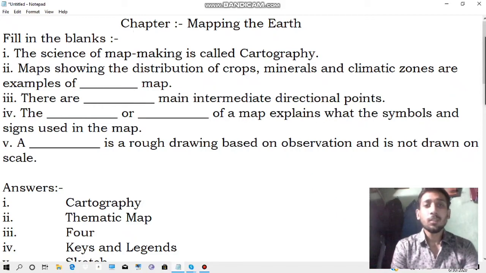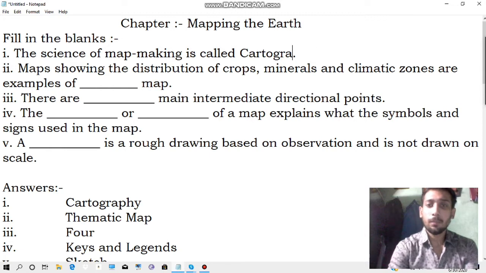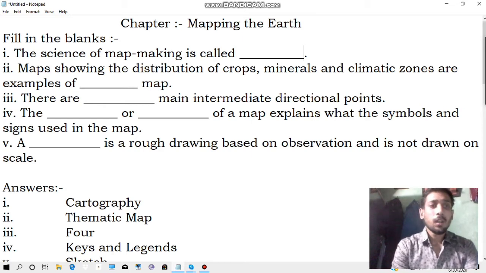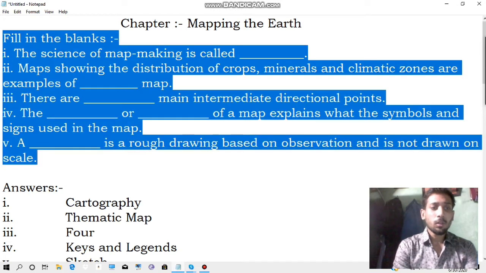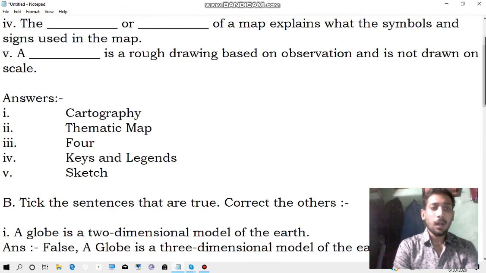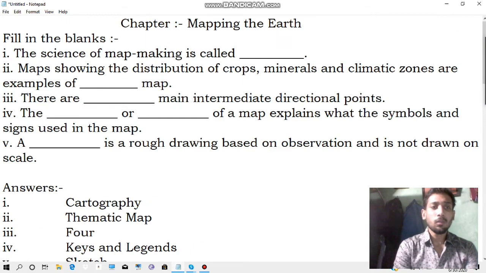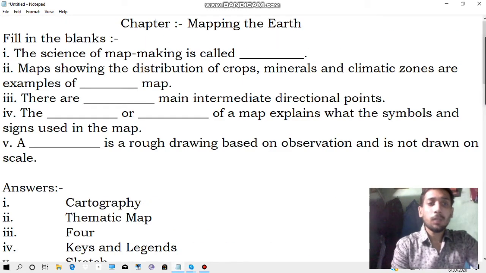So, in this class, we are going to learn about the worksheet of mapping the earth. First of all, we are coming towards the fill in the blanks. As you can see in the fill in the blanks, I have just written the questions over here. These are your questions, and thereafter, I have written your answers. We are going to learn one by one, starting from the fill in the blanks.